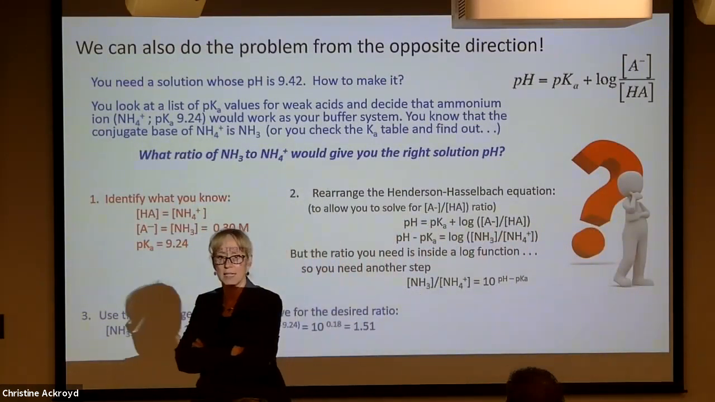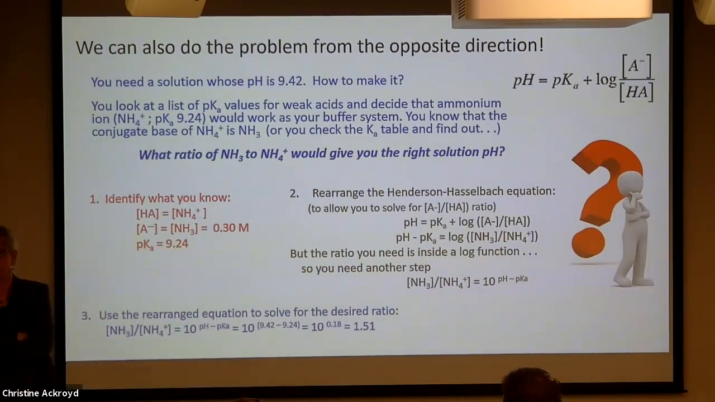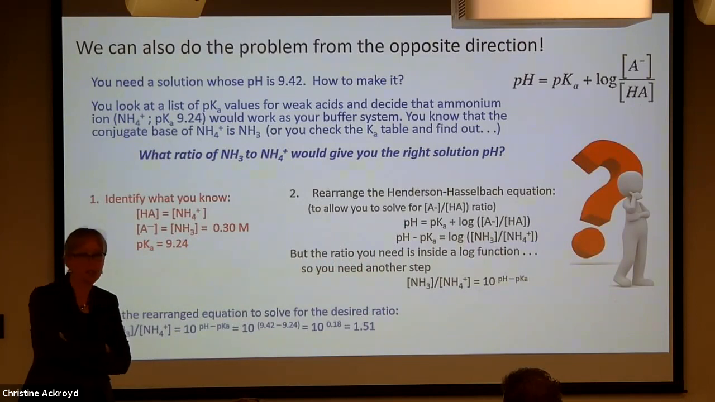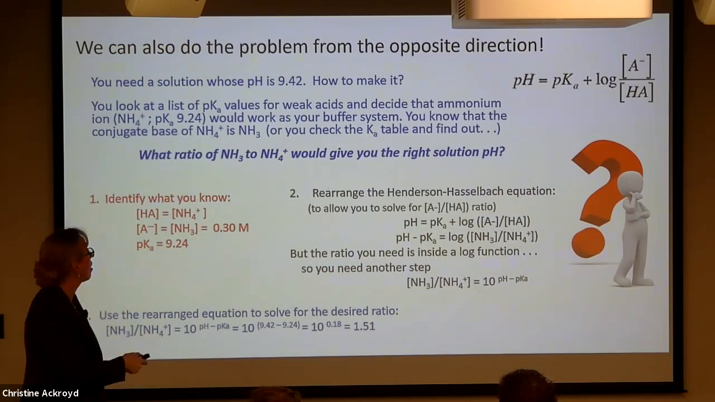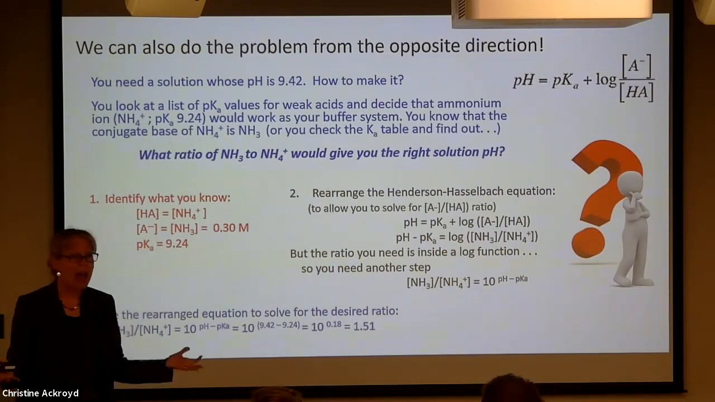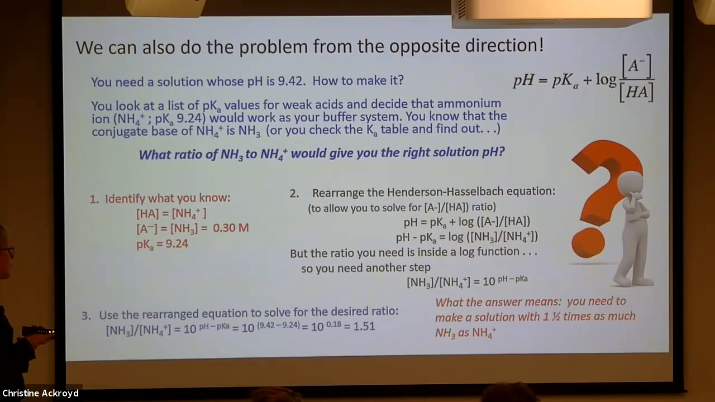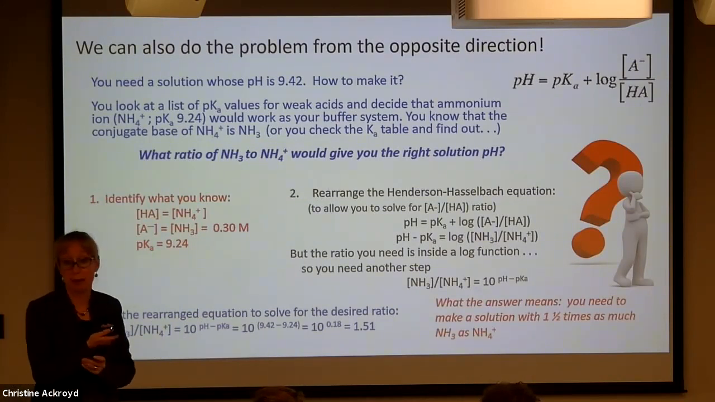What does that mean in actual terms? If we solve for a ratio of 1.51, what does it mean? It means one of them is in 1.5-fold excess. Which one is in excess? The top is, so that means you have 50% more of the conjugate base than the acid. So if your acid concentration was 100 millimolar, what would your conjugate base concentration be? 150 millimolar. You need 1.5 times as much ammonia as ammonium in your solution.